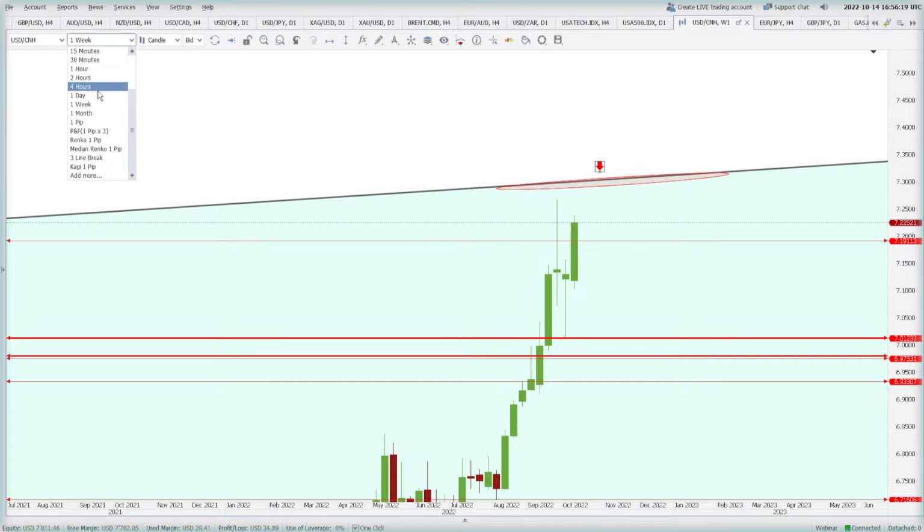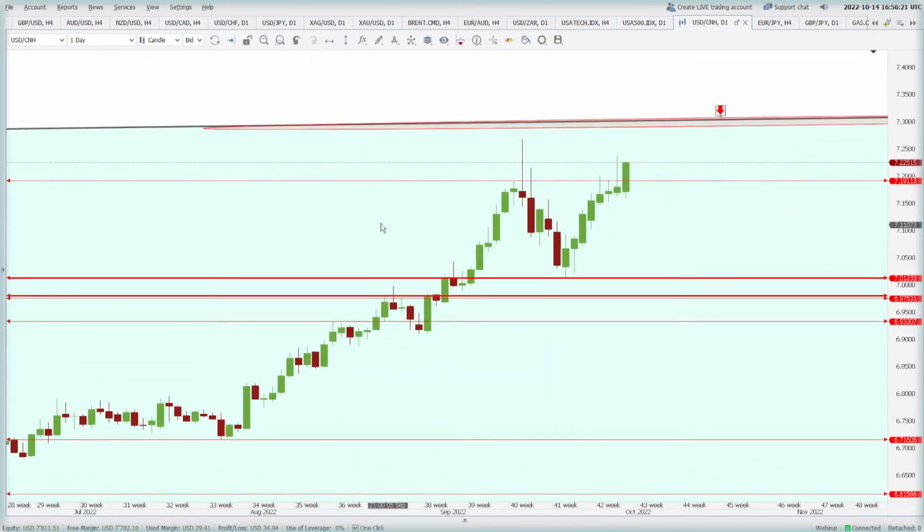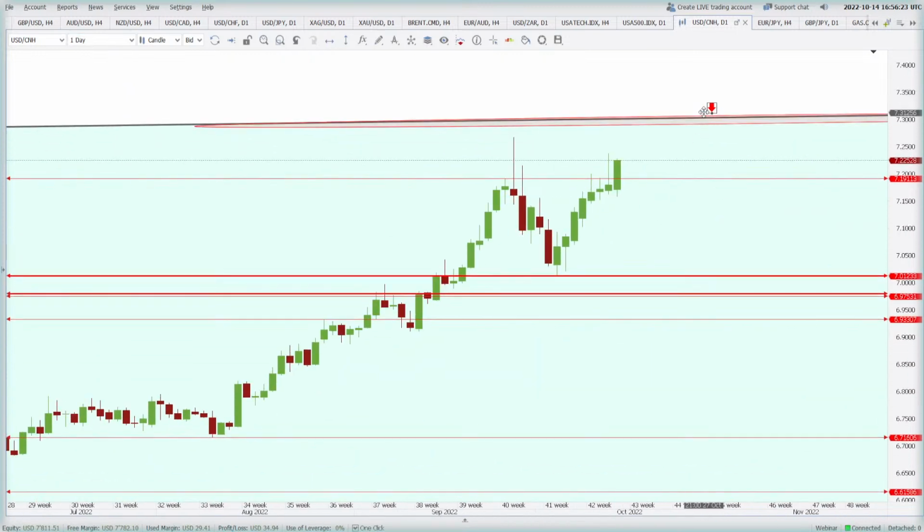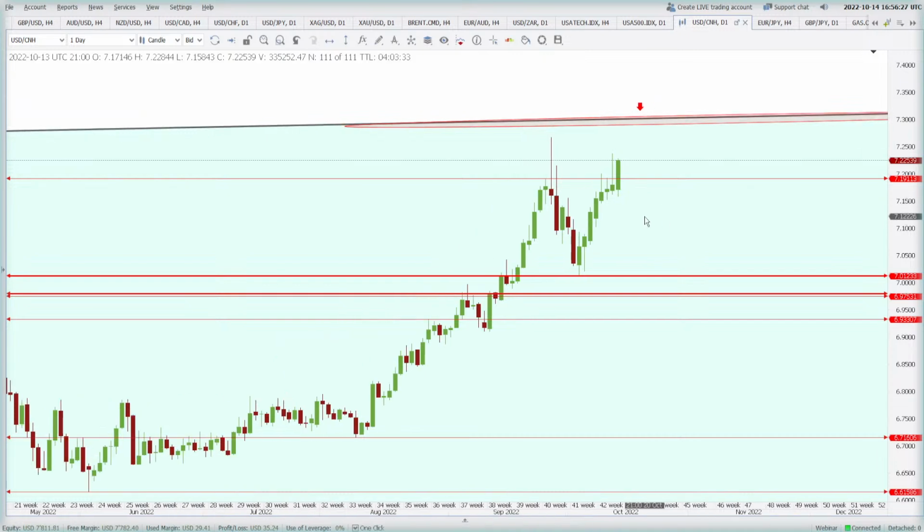All right, this is weekly, and if you switch to daily, see, I think somewhere here you will get some selling opportunity. That is just my hope. All right, this is a possibility happening here.